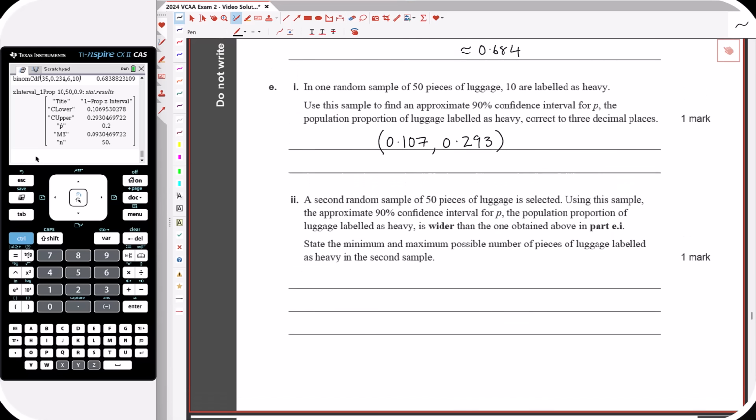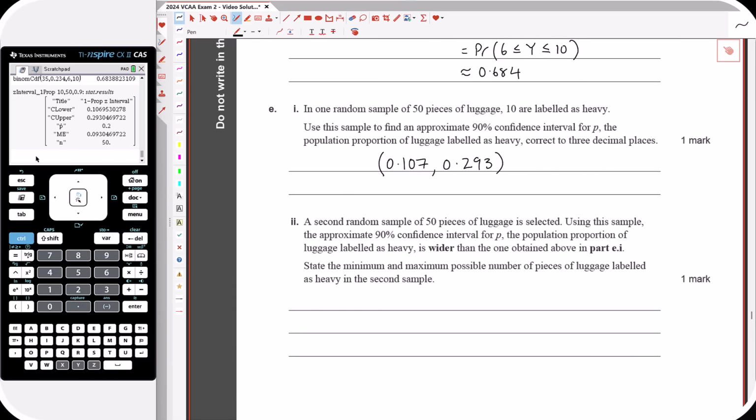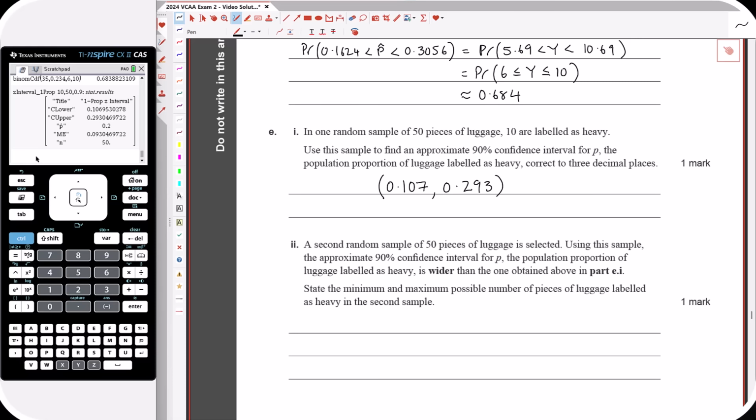A second random sample of 50 pieces of luggage is selected. Using this sample, the approximate 90% confidence interval for P is wider than the one obtained above. State the minimum and maximum number of pieces of luggage labelled as heavy in the second sample. Okay, so let's just see, if there were 11 heavy bags in the sample of 50, then the confidence interval is 0.123 to 0.316.